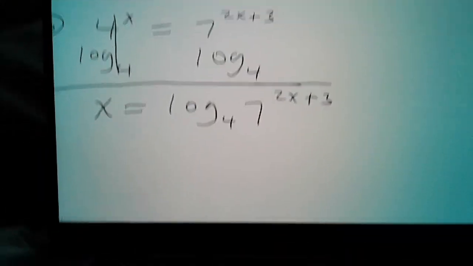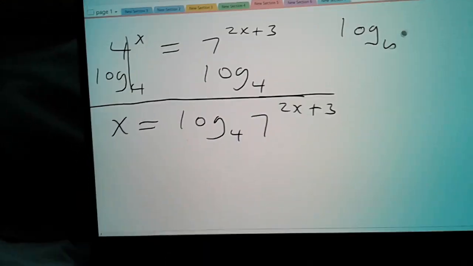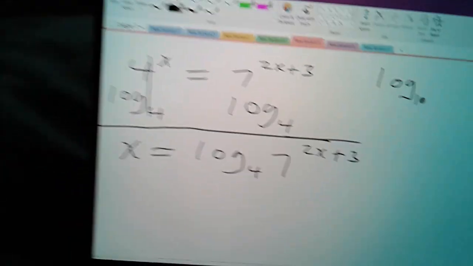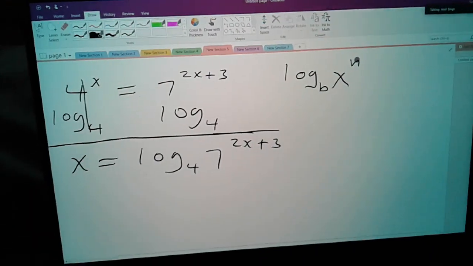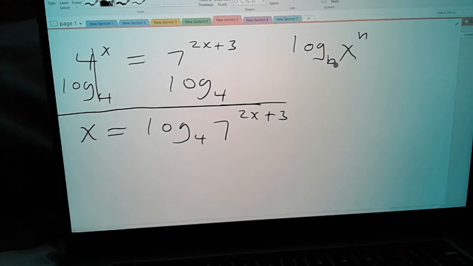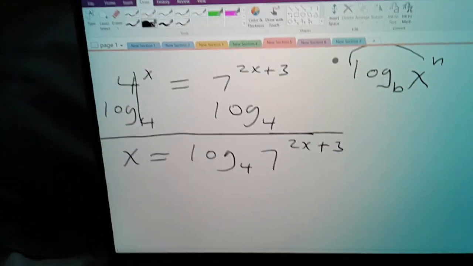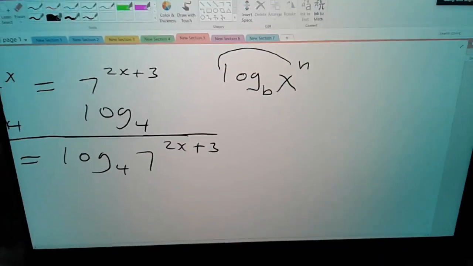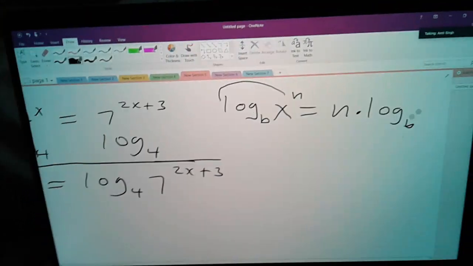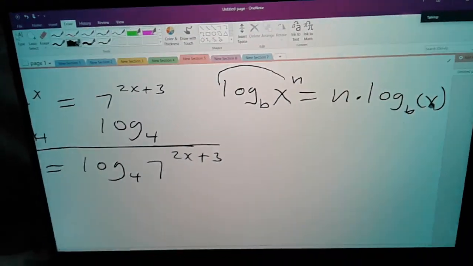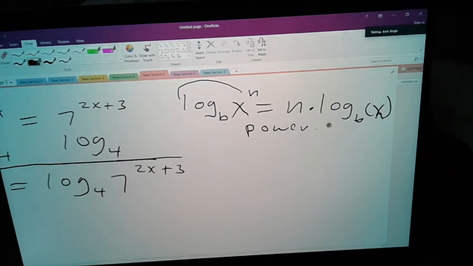Now, when you study logarithms, there's a property that you would have seen. It's called the power property. If you take log base b of x to the n, you're allowed to bring the power in front of the logarithm. So this would really be n times log base b of x. It's called the power property of logarithms.